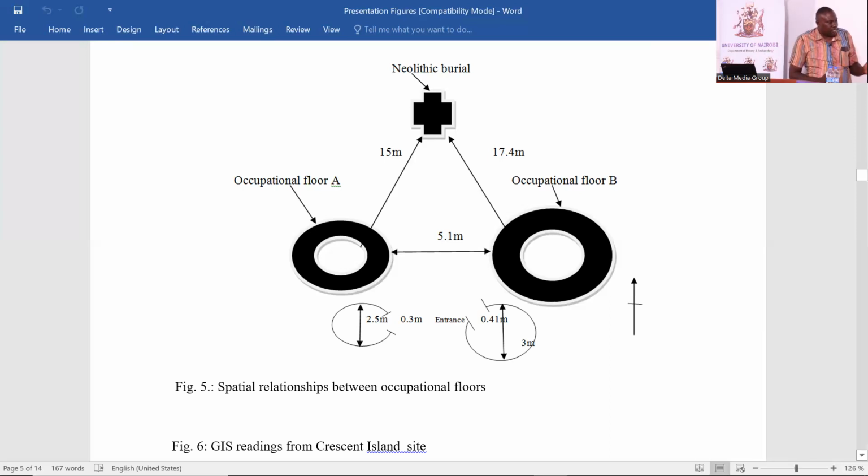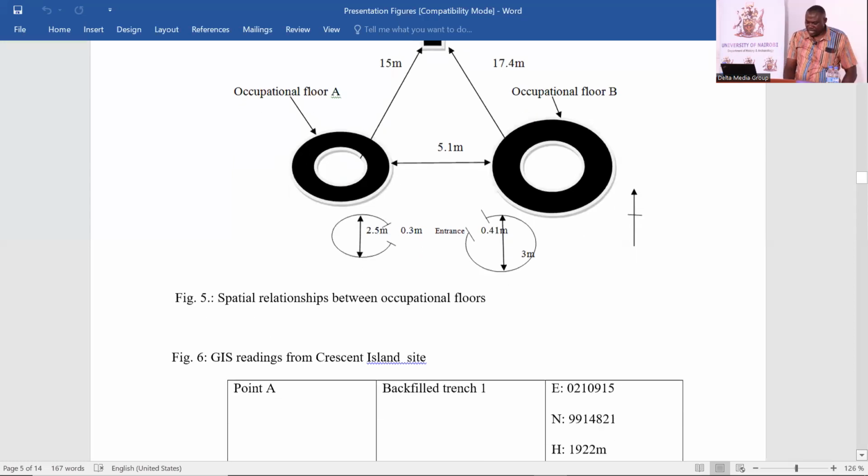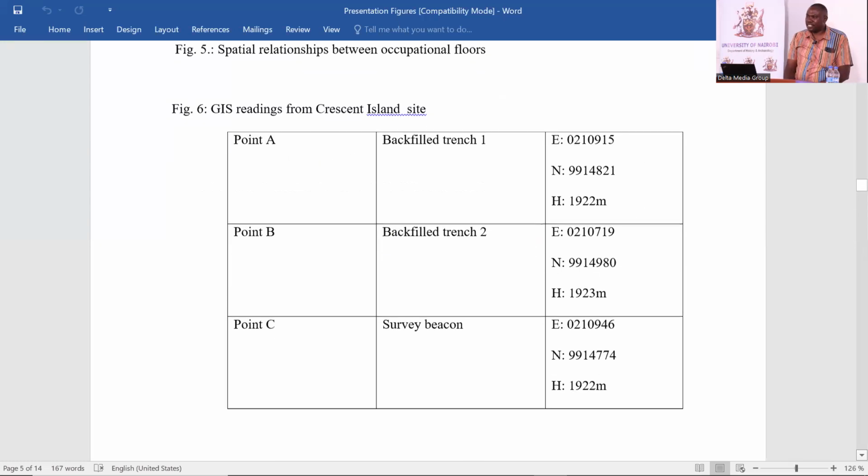So this is a study that was done at the Hyrax Hill and also contextualized with what Gargett and Hayden did among the Aboriginal communities of Australia. Another site that the research also focused on was the Crescent Island site. The Crescent Island sites are open air sites, and they are located adjacent to Lake Naivasha.